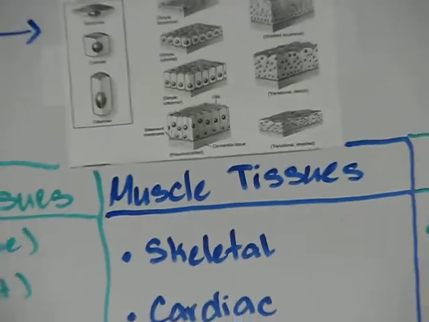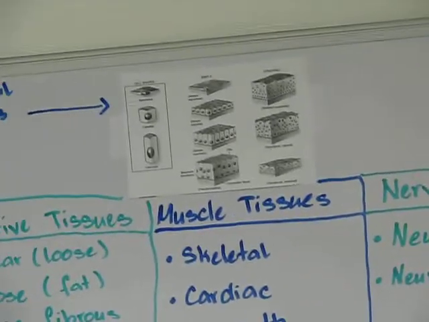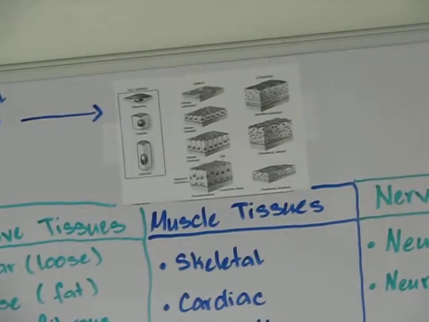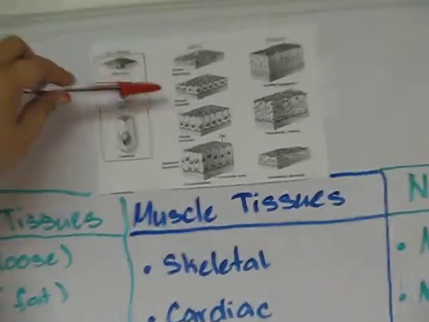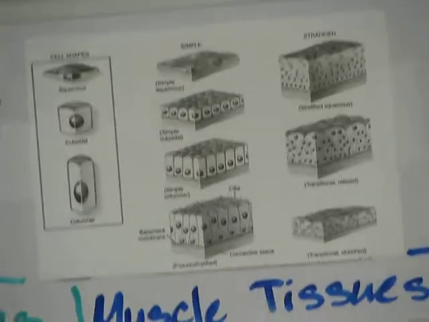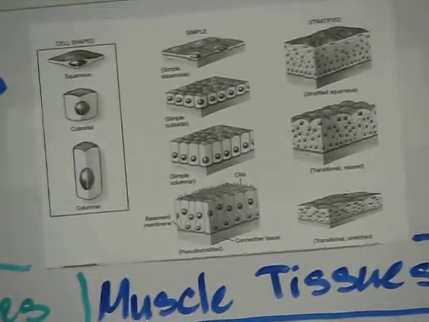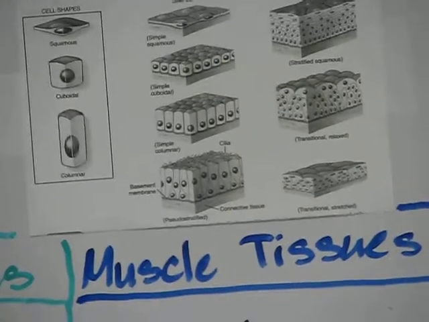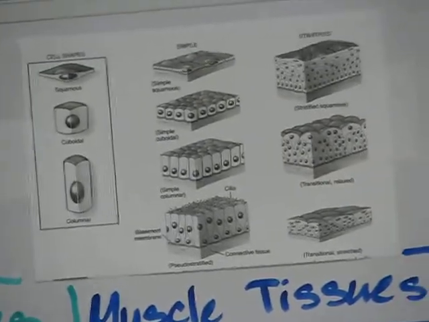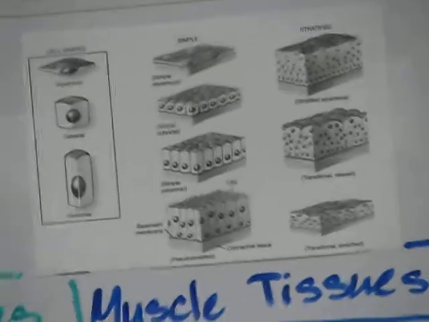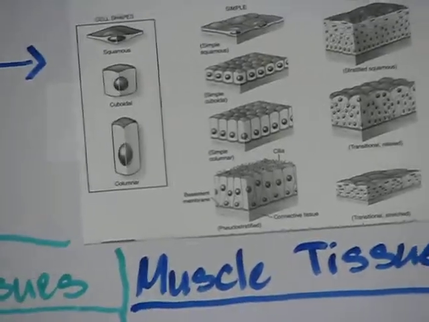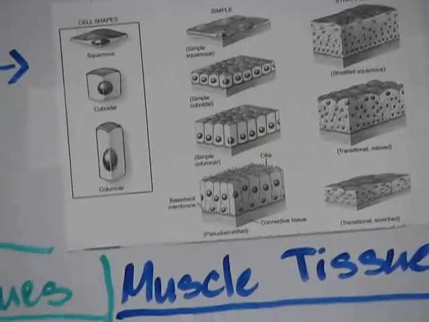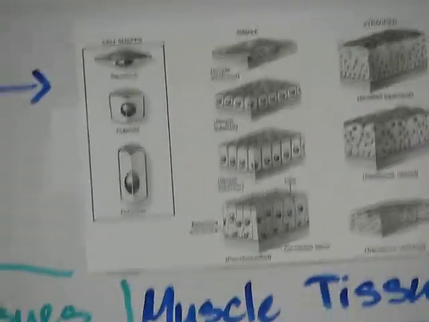Next is the simple cuboidal. Simple cuboidal is this one. They are a single layer of cells that are as tall as they are wide. We can find that at the kidney tubules. The function is for secretion and absorption.